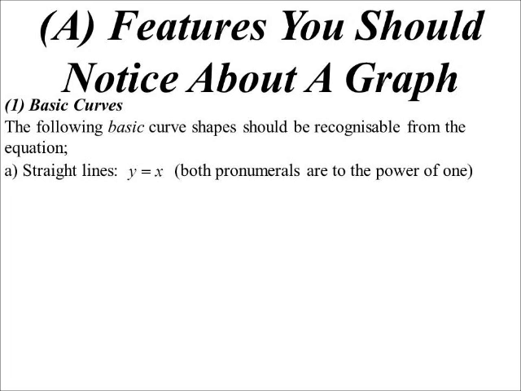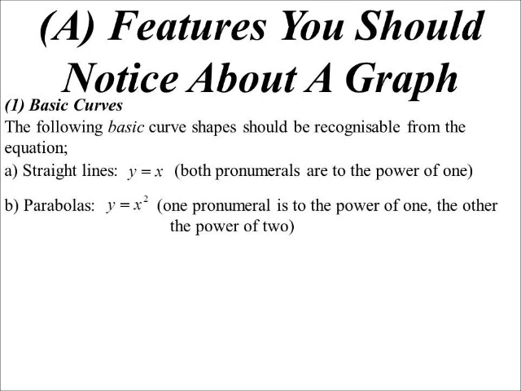And if you had to think of how to recognize it, oh look, both of the pronumerals are to the power of 1. So y equals x. Parabolas, well, that became our quadratic. So now one of the pronumerals is to the power of 2. And in general, of course, we have ax squared plus bx plus c. And we spent a fair bit of time looking at quadratics.